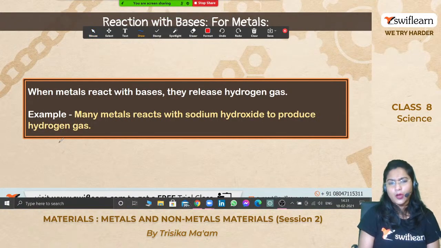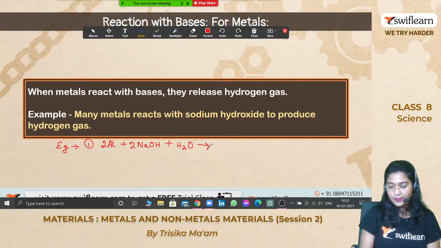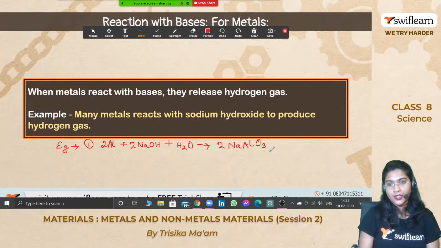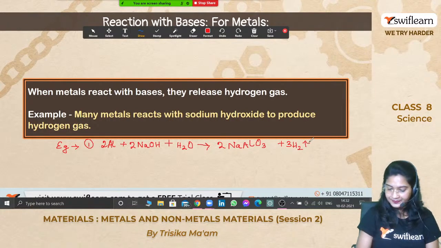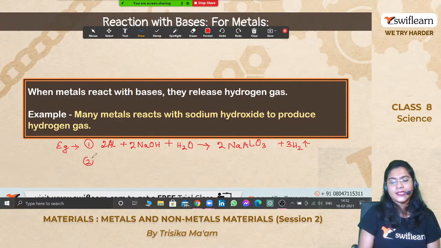Can you give any example of how they react to form hydrogen gas and different compounds? Number one, let me take the example of aluminium. Aluminium is the metal. When aluminium reacts with sodium hydroxide and water, they produce sodium aluminate. What is the formula of sodium aluminate? NaAlO3. This is the formula of sodium aluminate. They produce this plus hydrogen gas. Clear?